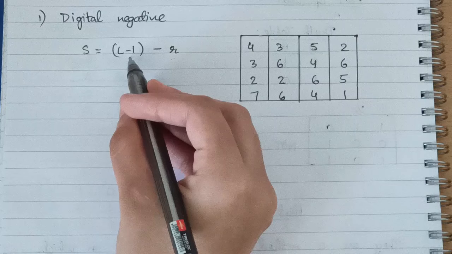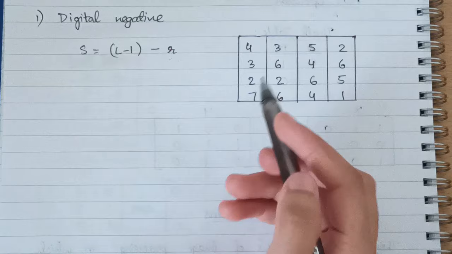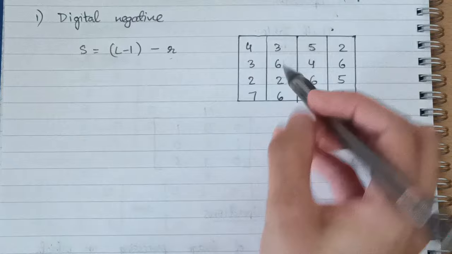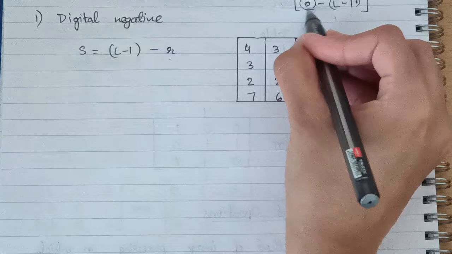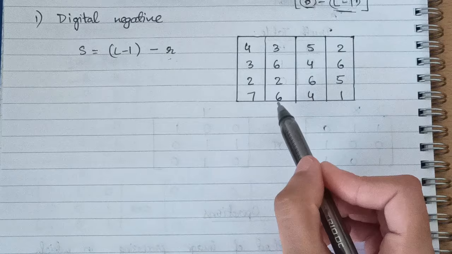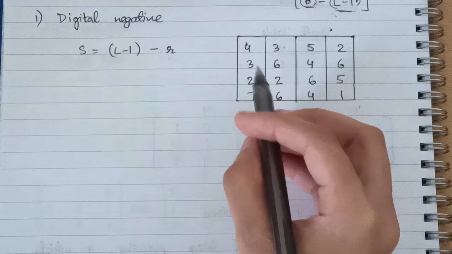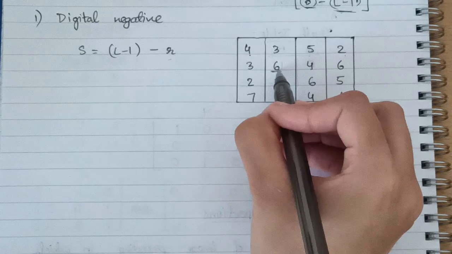Now L minus 1 is the highest value of the interval. Suppose we have these pixel values. Now these lie in the range 0 to L minus 1. This is the discrete intensity interval, 0 to L minus 1. But still, what is L minus 1? How do we get the highest intensity value looking at this image? Now, if we look at the pixel values, the highest pixel value here is 6, right? 6 is the highest pixel value.